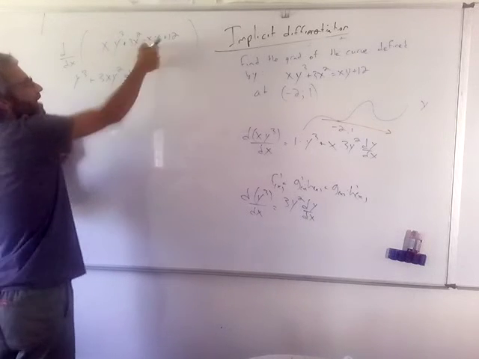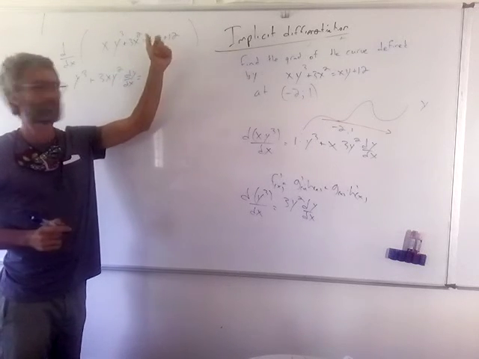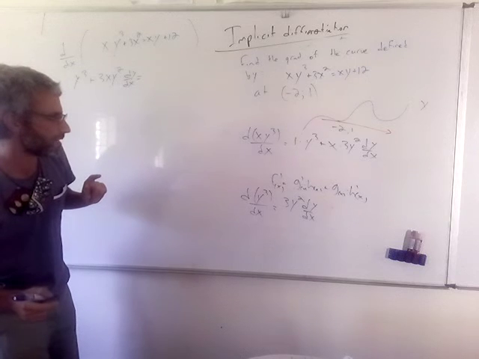On the other side, what happens when you do the derivative of 12? What happened to x squared, 3x squared? Have I missed something?